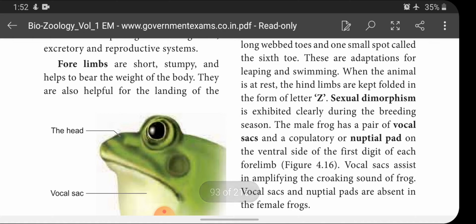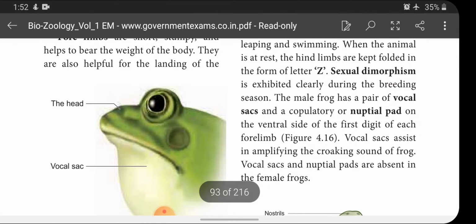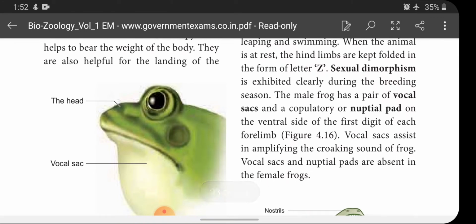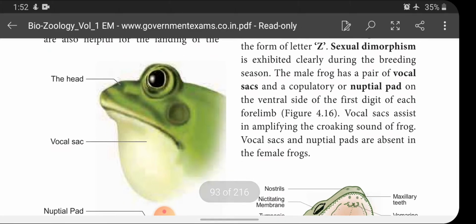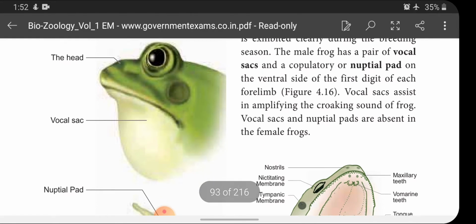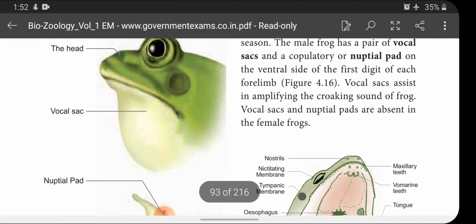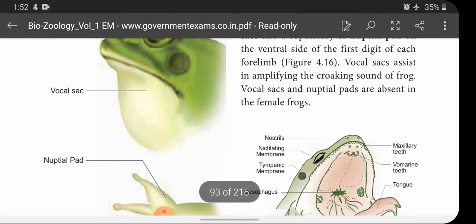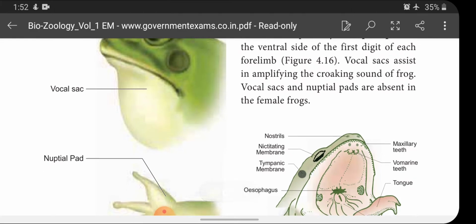And sexual dimorphism. What is meant by sexual dimorphism? That is the differentiation between the male and female frog. So, sexual dimorphism is exhibited clearly during the breeding season. The male frog has a pair of vocal sacs and a copulatory or nuptial pad on the ventral side of the first digit of each forelimb. Vocal sacs assist in amplifying the croaking sound of the frog. Vocal sacs and the nuptial pad are absent in the female frog.